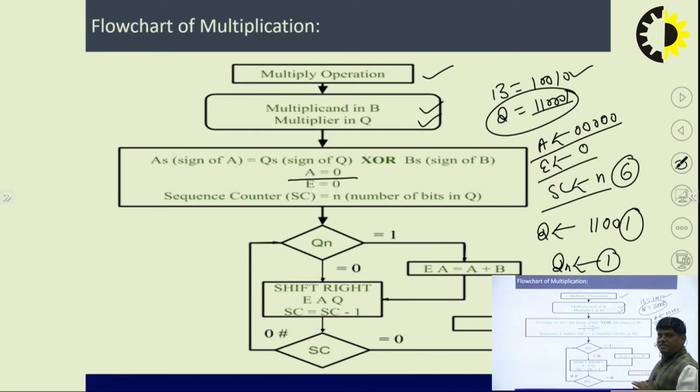If it is 1, then we simply add A and B. If Qn is 1, then what is the operation? We add A plus B. Now A in starting, you know very well, is 0 0 0, and B is given as 1 0 0 1 0 1. Now we are adding A plus B. That is the first operation.